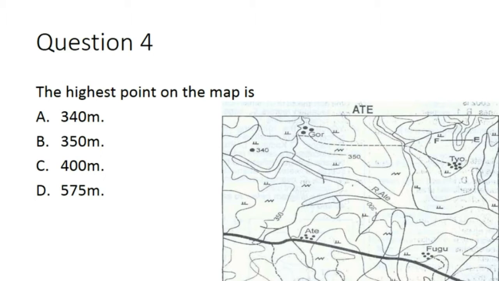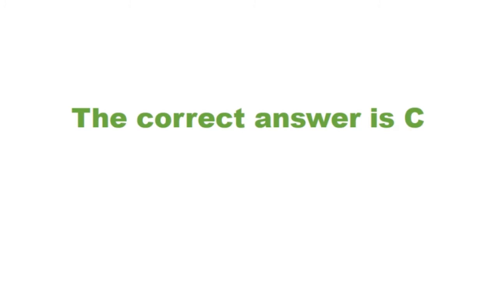Let's look at our map again. We are looking for the highest point on the map. You have to take your time to find out all the points and see which one is the highest point. We have 350 here, so the highest point on this map is 350 meters, which is our option B.